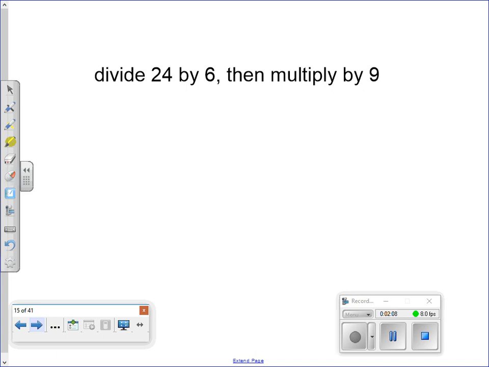Again, pause your video, see if you can write this as a numerical expression. 24 divided by 6, then multiply by 9. And of course you could write times 9 at the end, but I want us to get used to seeing multiplication when we have a number next to parentheses.